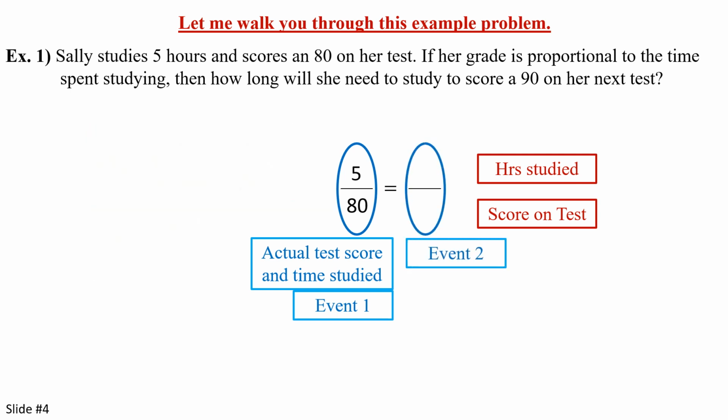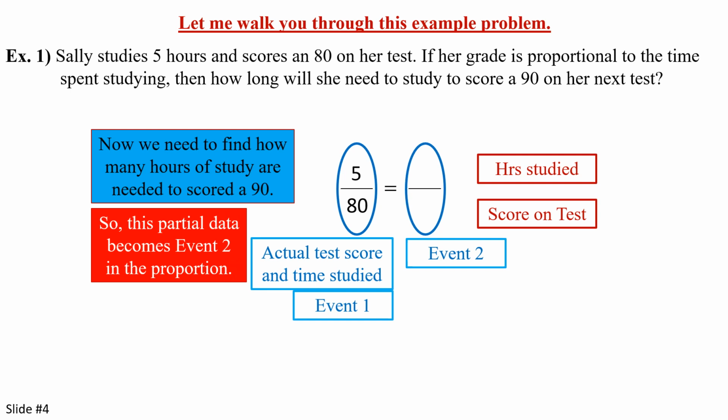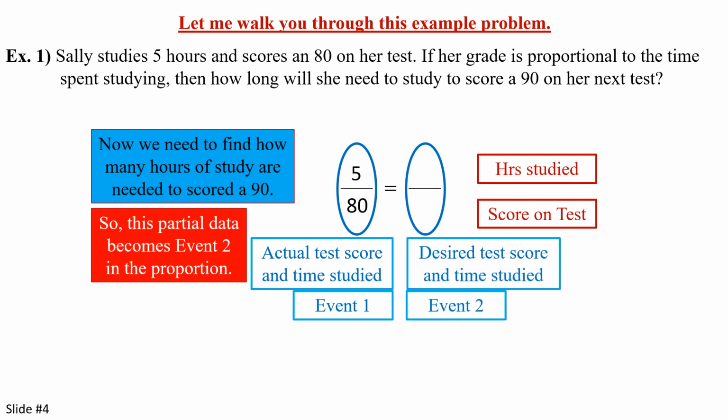In my second fraction, event 2, I need to find out how many hours are studied to get the score of 90. So I have partial data in this information. So event 2 becomes desired test score and desired time studied. The data I have is a 90 on the score. Since 80 is on the bottom, the denominator, then 90 has to go in the bottom because it's also a score. So they're related by units, percentage.